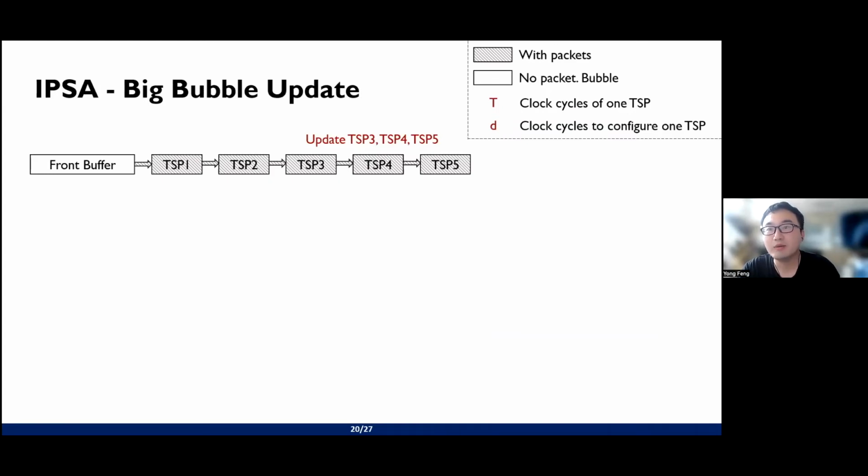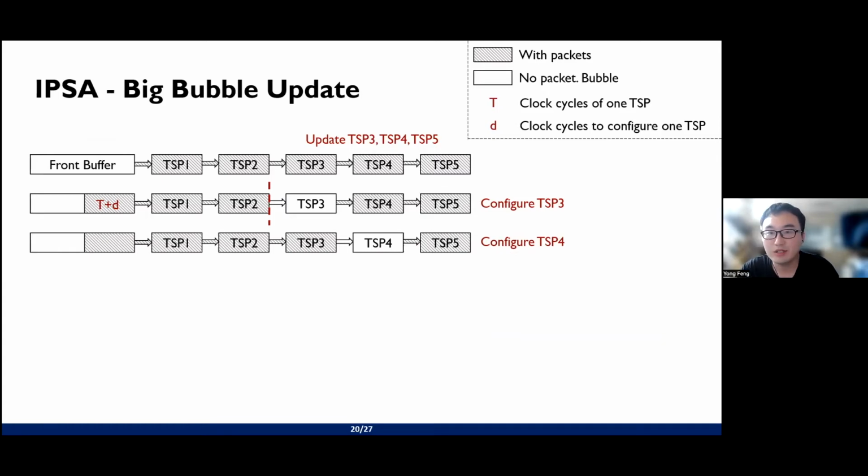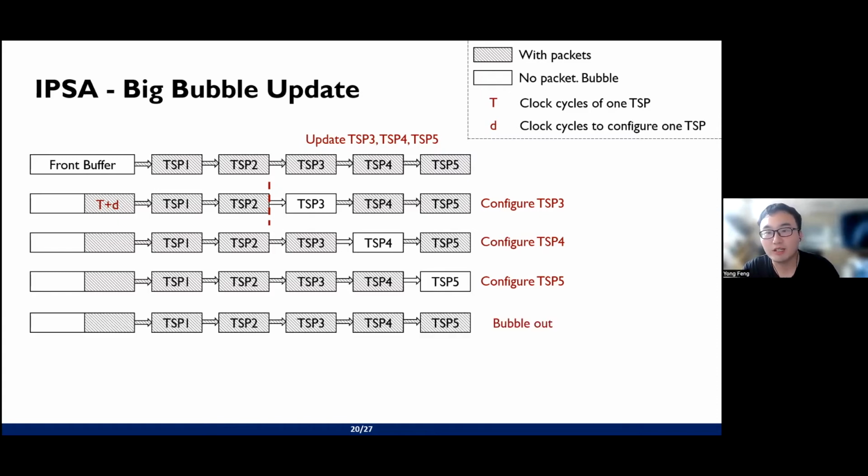We use the big bubble updating technique to update the pipeline. For example, TSP3, TSP4, and TSP5 should be reconfigured at runtime. Firstly, TSP2 is stopped from moving packets to TSP3 for T clock cycles. After that, several clock cycles are used to configure TSP3. Then the packet flowing resumes. The other TSPs such as TSP4 and TSP5 that need to be modified will take turns when the created bubble arrives. At last, with packets flowing, the front buffer is empty again.